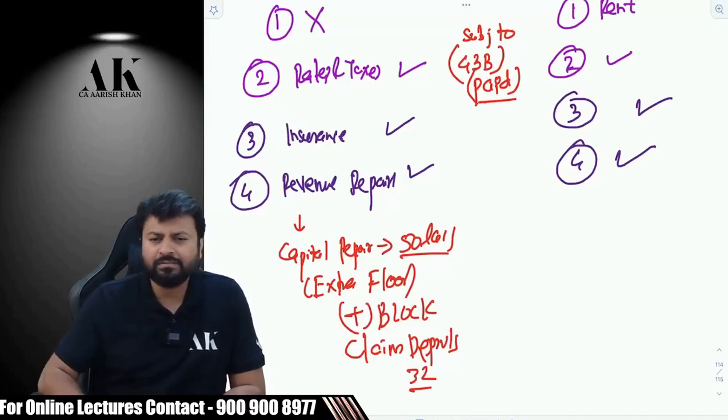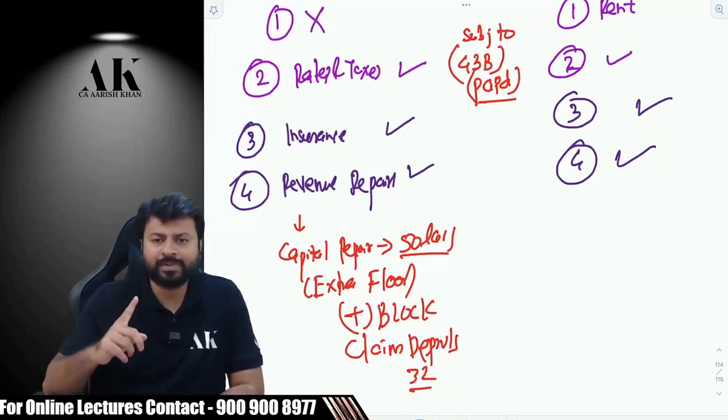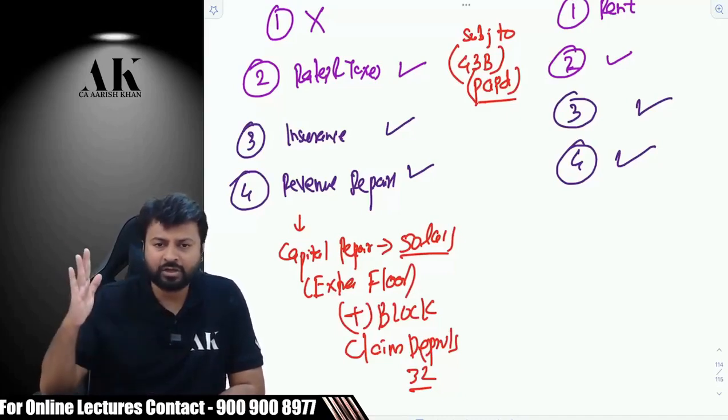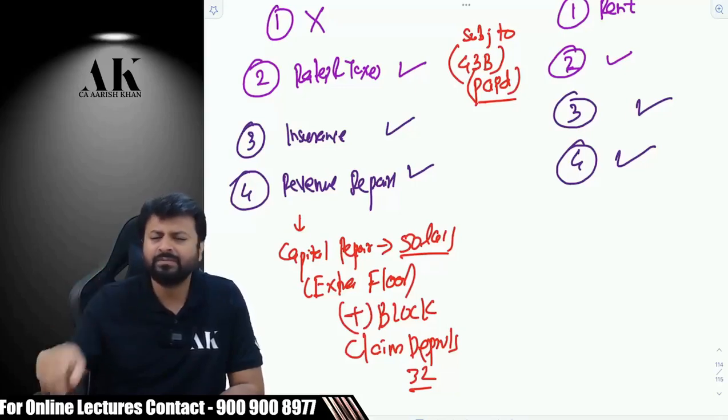It's very simple. There is nothing great to think about. So the rule is very simple. If you incur a revenue expense, claim it in one shot. If you incur a capital expense, add it to the asset and then claim depreciation. Okay, shall I go ahead?